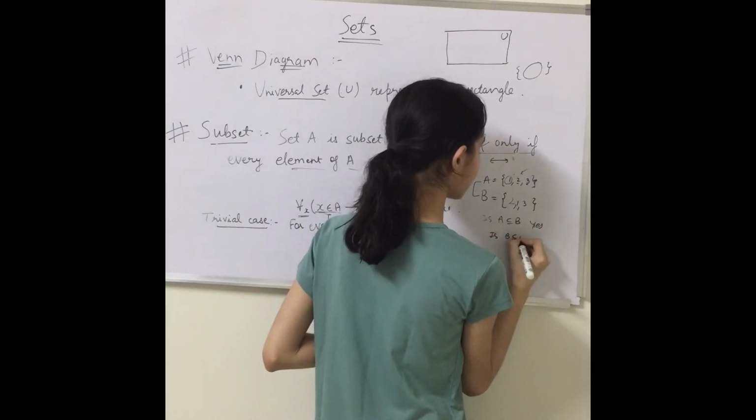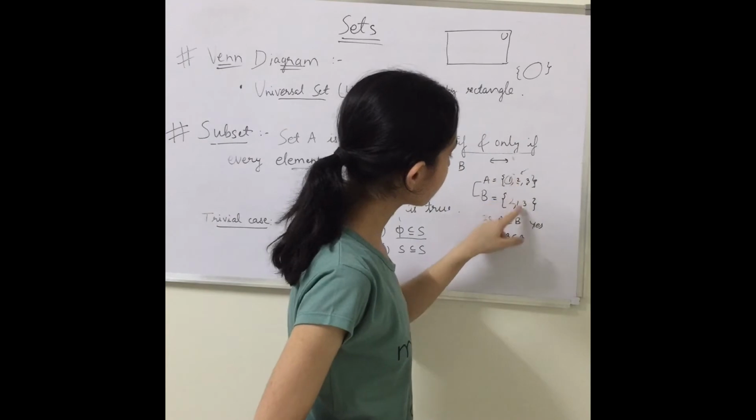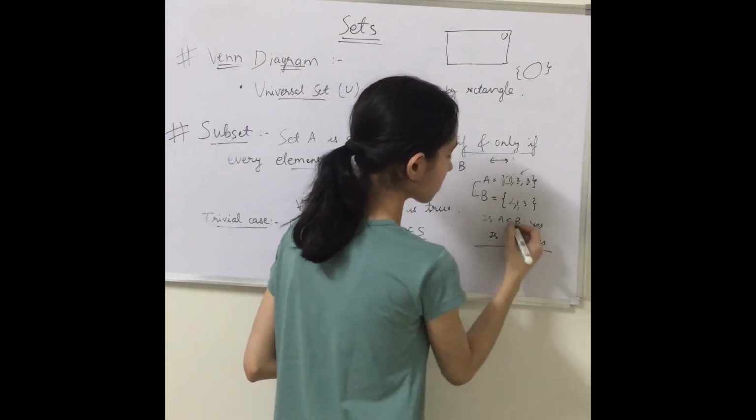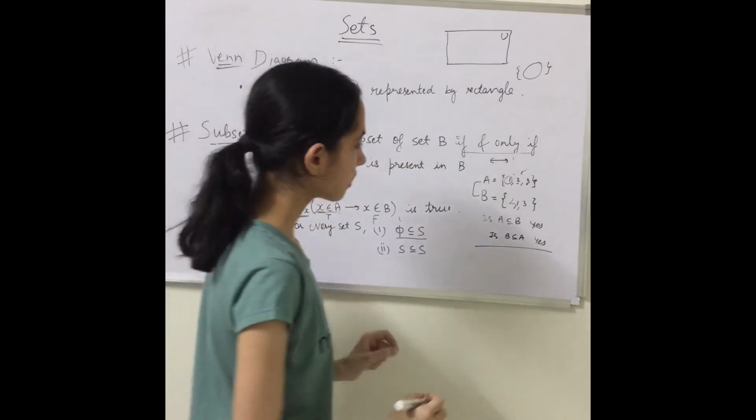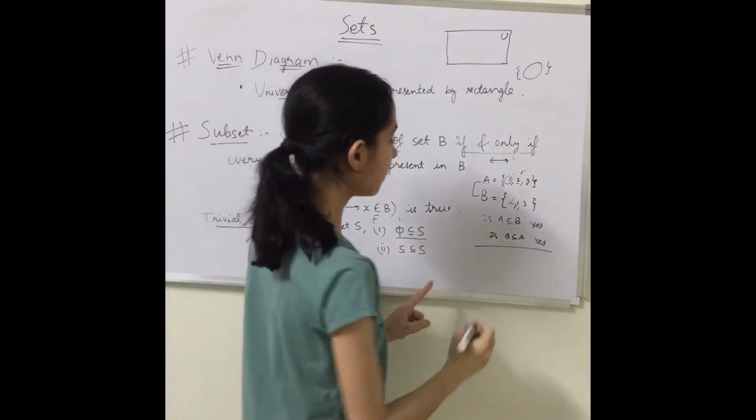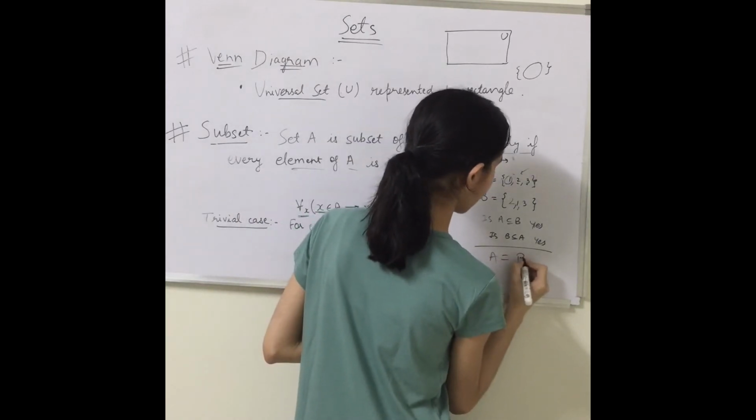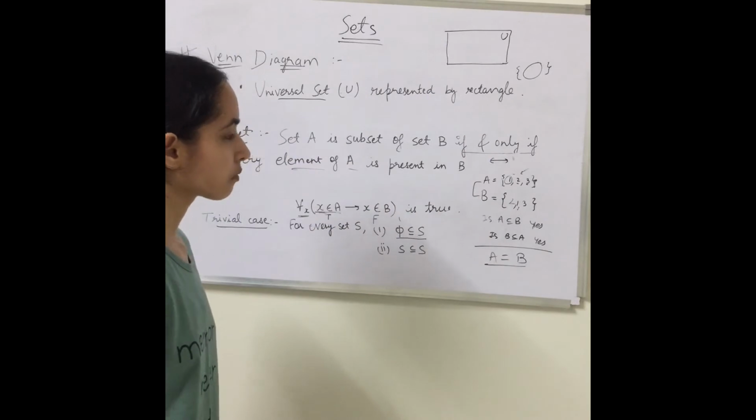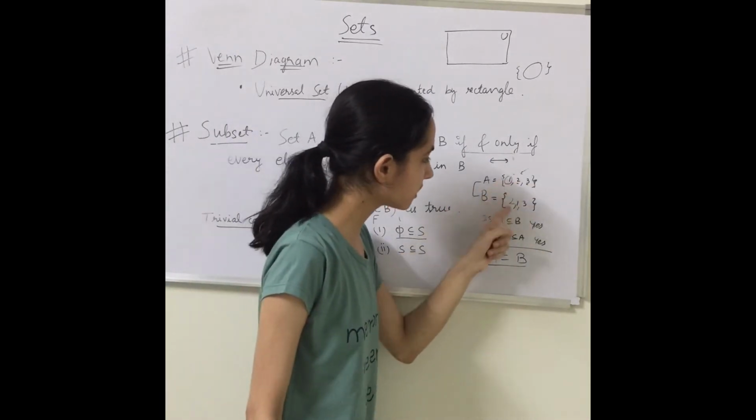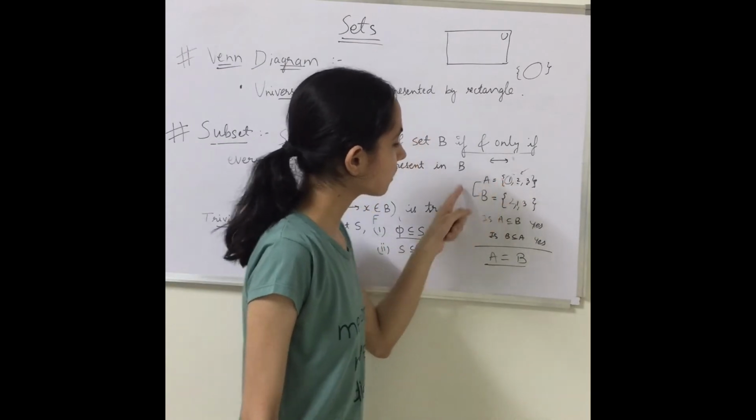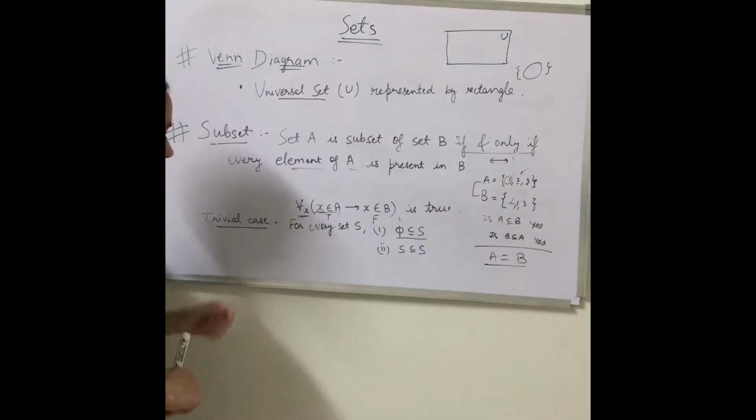Is B a subset of A? 2 is present, 1 is present, 3 is present, yes. So from this, what do we conclude? We conclude if A is a subset of B and B is a subset of A, it means A equals B. It means both sets are equal. Because if all elements of A are present in B and all elements of B are present in A, it concludes that A equals B.